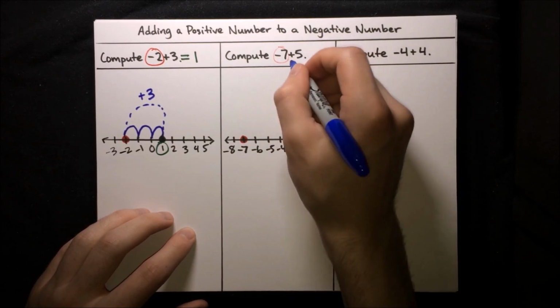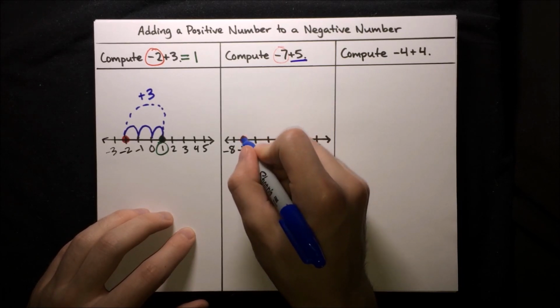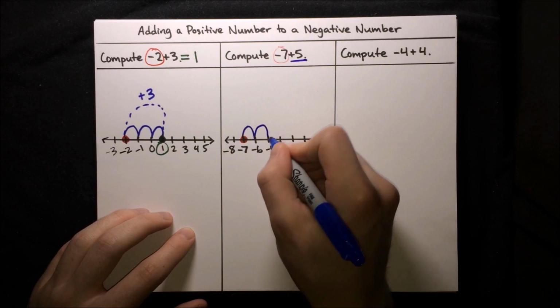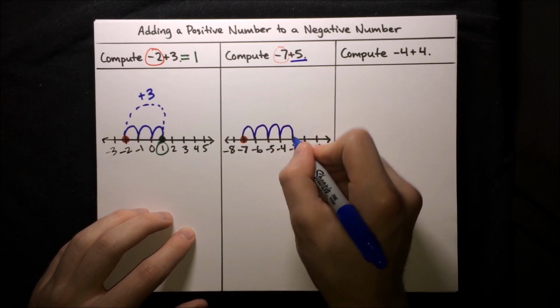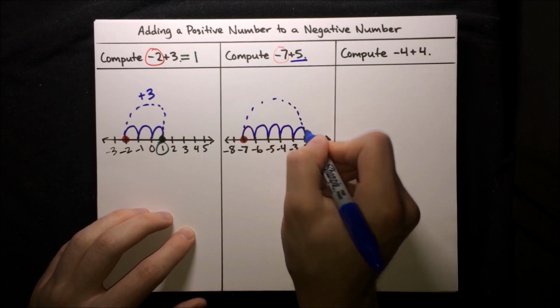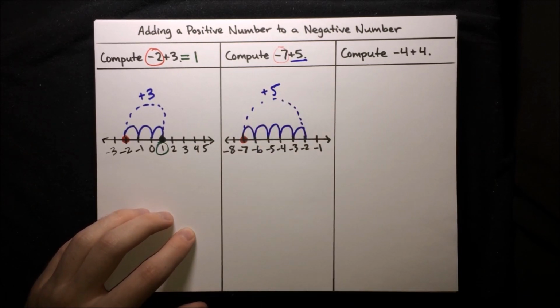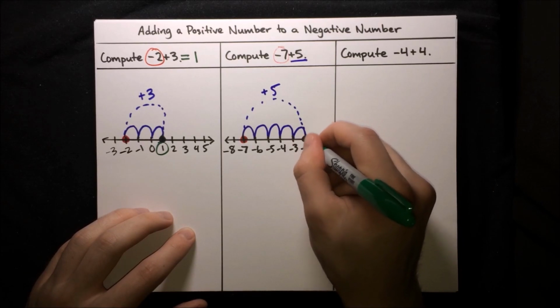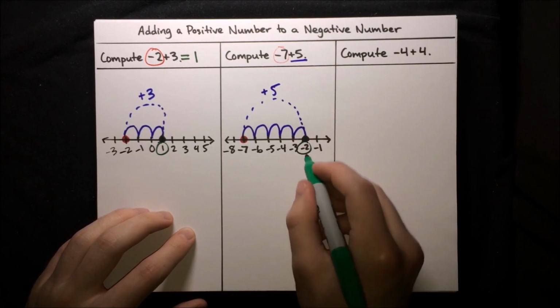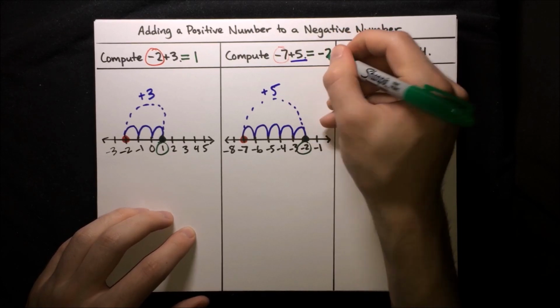So 5 is what we're going to be jumping to the right. We can just make 5 unit jumps to the right. 1, 2, 3, 4, 5. That way we put all those together and get a single jump of plus 5. And where did we end up? Well, we ended up right over here at negative 2. So that's our result. Negative 7 plus 5 is equal to negative 2.